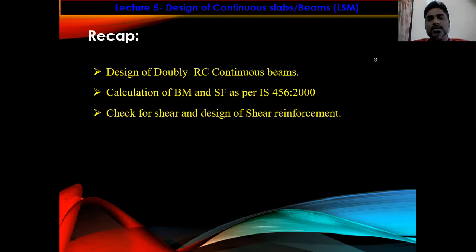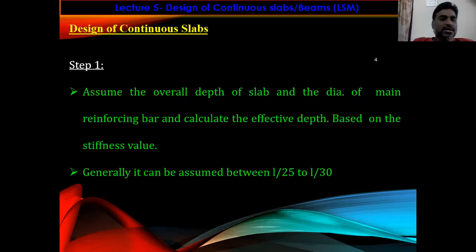Today, I am going to discuss the design procedure of a continuous slab as per IS 456 2000. So, in design of continuous slabs, the first step, which is the same for all the members because we are discussing from the starting onwards, is to assume the dimensions, that means effective depth of the beam or effective depth of the slab or overall depth of the slab. That we can assume based upon the stiffness value, right? So generally we will assume based on the stiffness value.